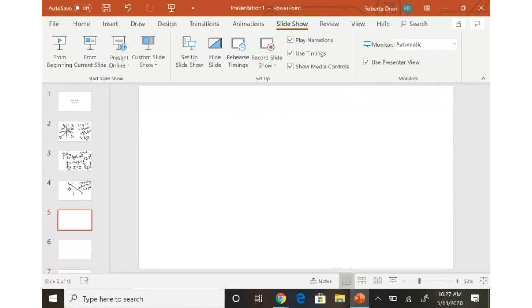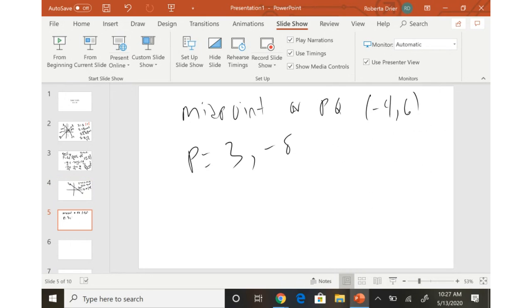All right. Last one. Midpoint of PQ, negative 4, 6. P equals 3, negative 8. Find Q.